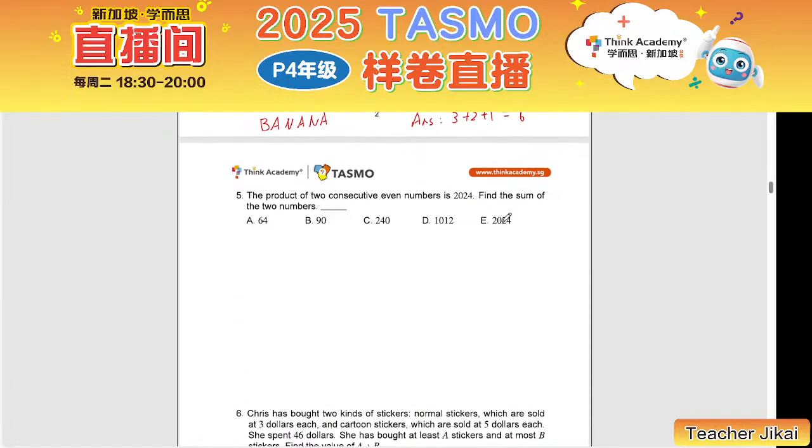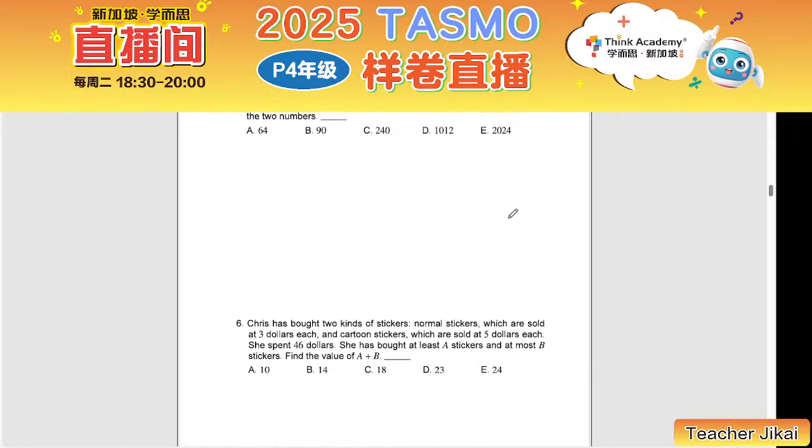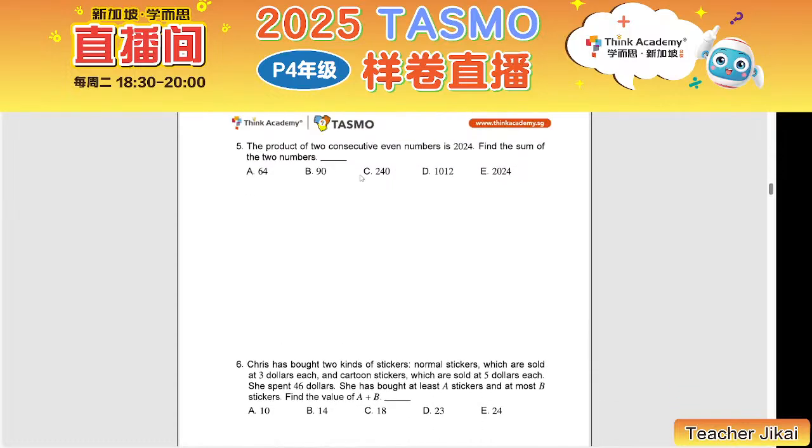Alright, now question 25. The product of two consecutive even numbers is 2024. What is the sum of the two numbers? Okay, so we just let the two numbers be A and A plus 2, right? These are the two consecutive even numbers here. And then we know that A times A plus 2 will give you a product of 2024, right? And then as we know, this is an even number.